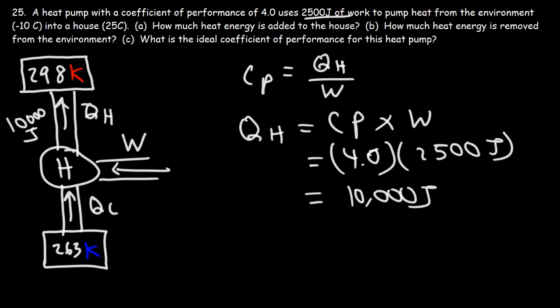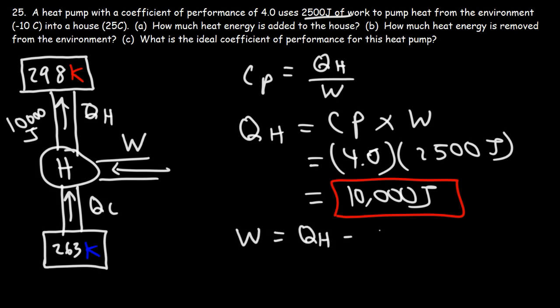Now, how much heat energy is removed from the environment? So we're looking for QL. Now we know that W is QH minus QL. So if we move QL to this side, it's going to become positive. If we move W to the other side, it will be negative.